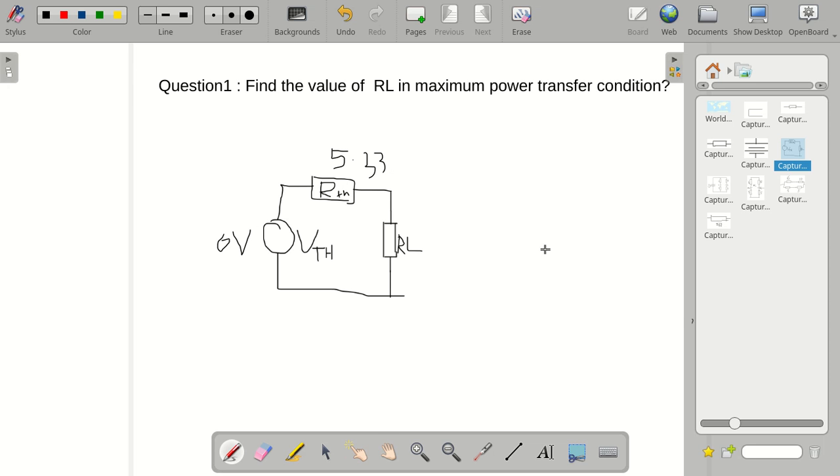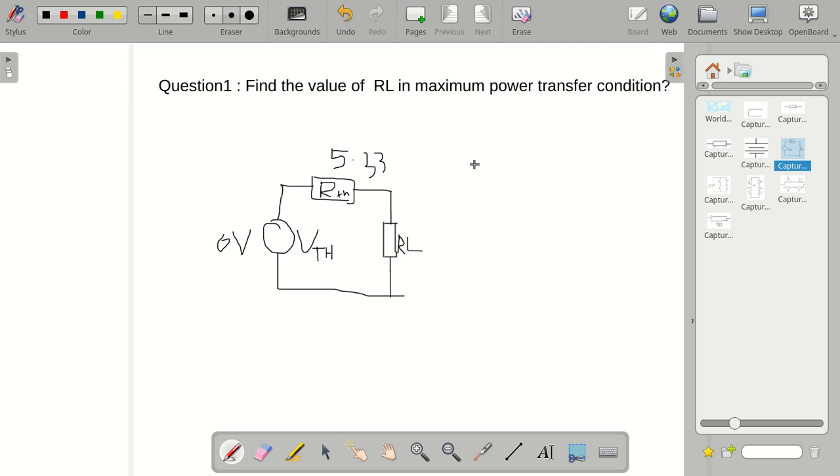So you can easily see that whatever value of RL we use, the power through this circuit is always 0. Actually we always use RL equal to RThevenin for having maximum power transfer, but in this case, if you use RL equal to RThevenin or any value of RL, the power through this resistance will be 0. So in this case we see that RL can be any value.